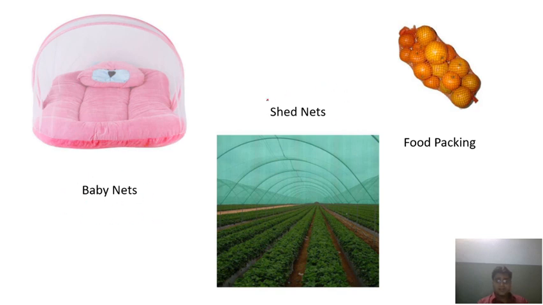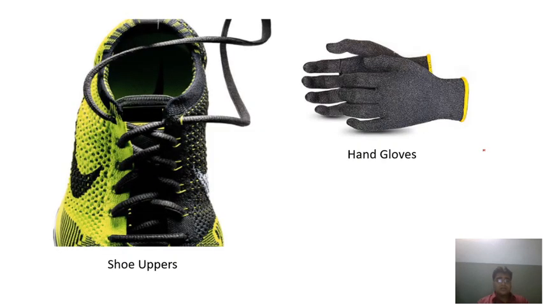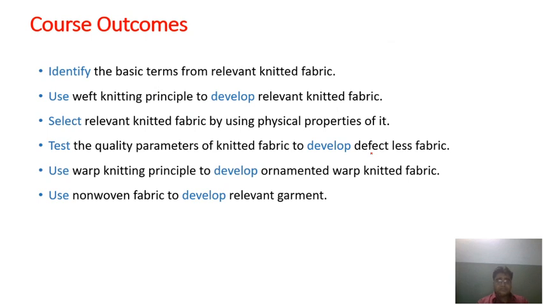Then after, the shade nets, this is an agriculture-based application. Then after, the food packing, you can use for the agriculture application once again. Then you can see this is a typical application of the shoe upper. These shoe uppers we are able to produce by using the knitting technology. Now some hand gloves we can produce with the knitted technology. So these are some applications of the knitted fabric. Yes, the list is so long, but we need much more time to discuss the application aspects only.